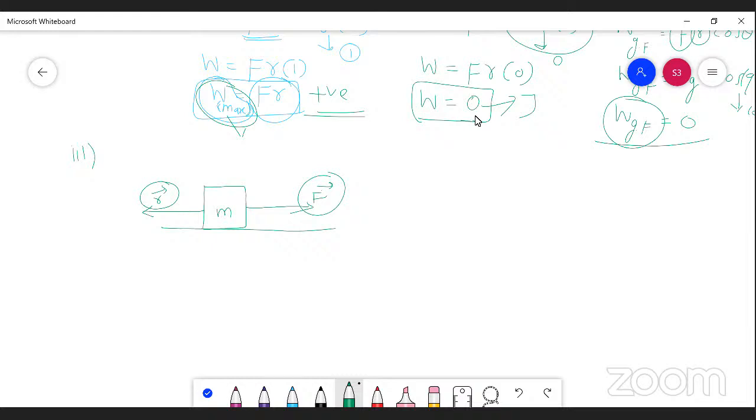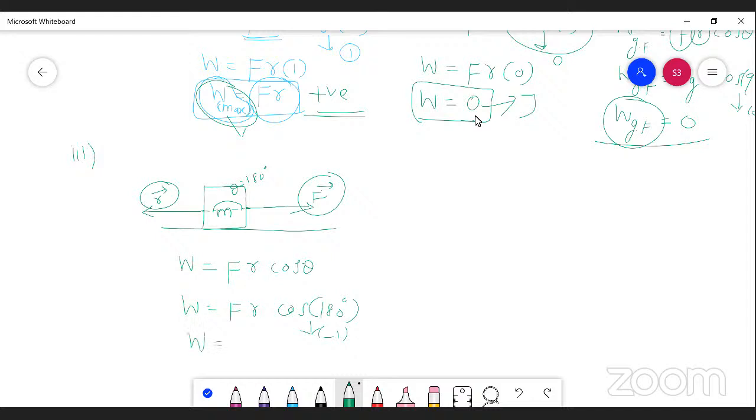By using the expression W is equal to F r cos theta. Okay, good. Then here force is there, displacement is there. What is the angle between the direction of force and the direction of displacement? 180 degrees. Theta is equal to 180 degrees. W is equal to F r cos 180 degrees. Cos 180 degrees is minus 1.